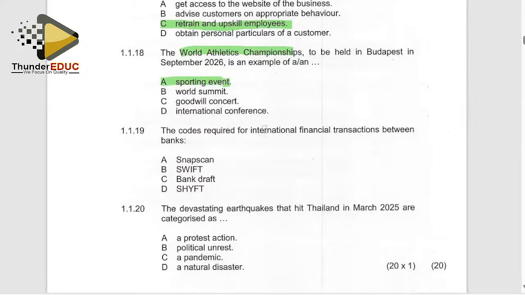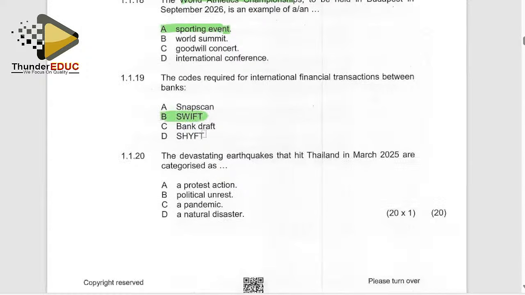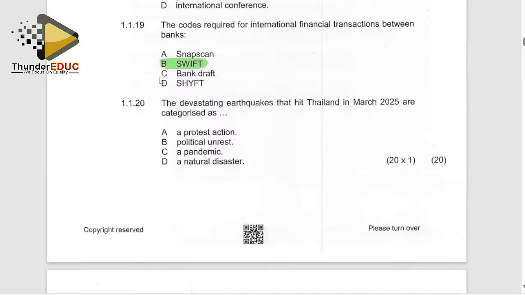Then the codes required for international financial transactions between the banks, the code which you need for financial transactions between the banks, they use unique SWIFT codes. So this letter B would be our correct response there.